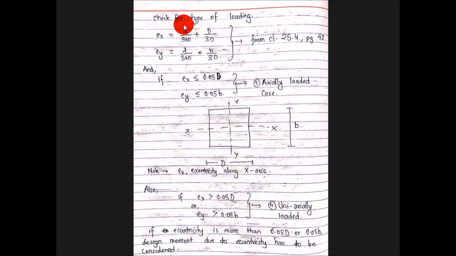Now we have to check the type of loading, that is, whether the column is axially loaded, uniaxially loaded or biaxially loaded. For this we have to find the values of Ex and Ey, which we can find as Ex is equal to L by 500 plus D by 30, and Ey is equal to L by 500 plus B by 30. This can be found in clause 25.4, page number 42 of IS 456.